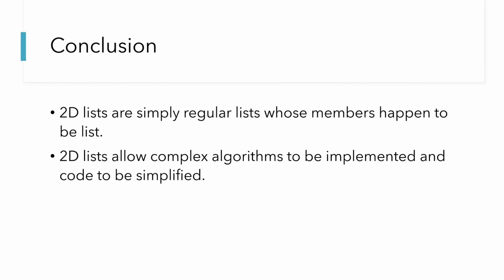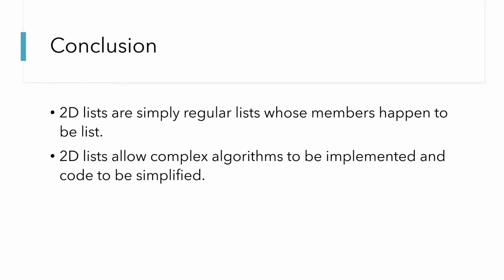So to wrap up this video, there's really two things you need to keep in mind. 2D lists are just regular lists whose members happen to also be lists. They are a list of lists. This 40-something minute video could be compressed into that single sentence: a 2D list is a list of lists.